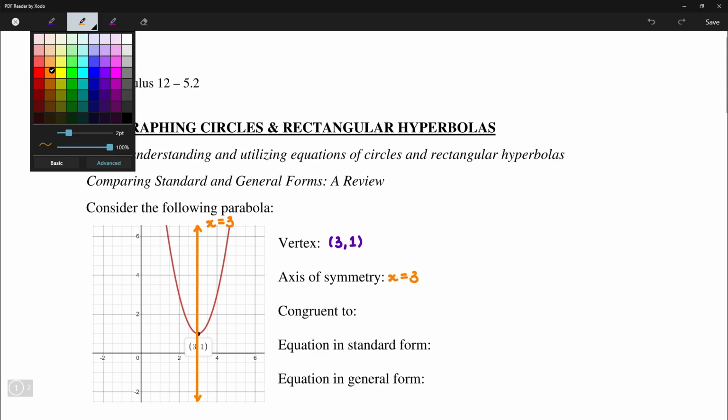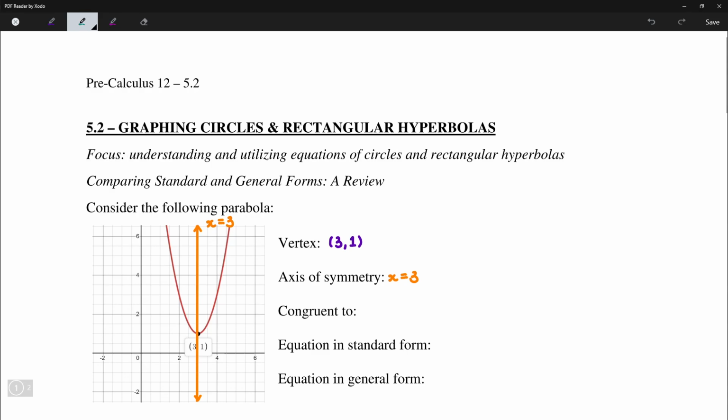Okay, so next we're looking at what it is congruent to. If we look at the first few points of this parabola, we have the vertex 3, 1, and the points on either side, 4, 3, and also 2, 3. That is to say, if we move one space to the left or one space to the right of the vertex, we move up 2 spaces. So this parabola is congruent to y equals 2x squared.